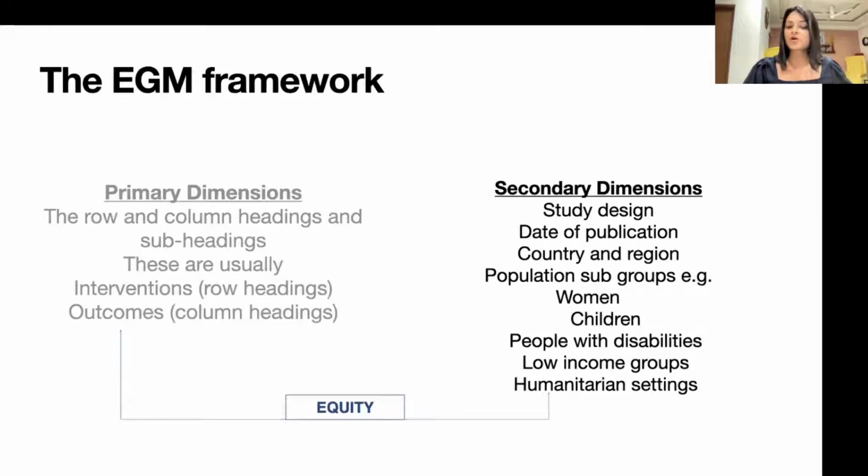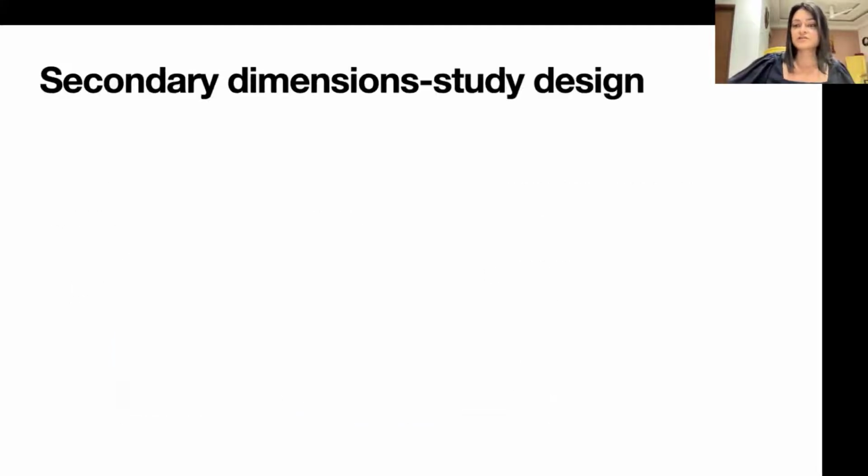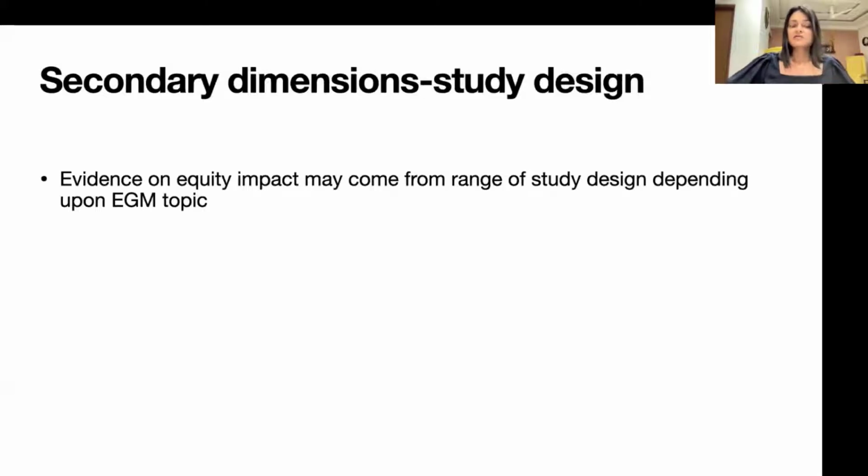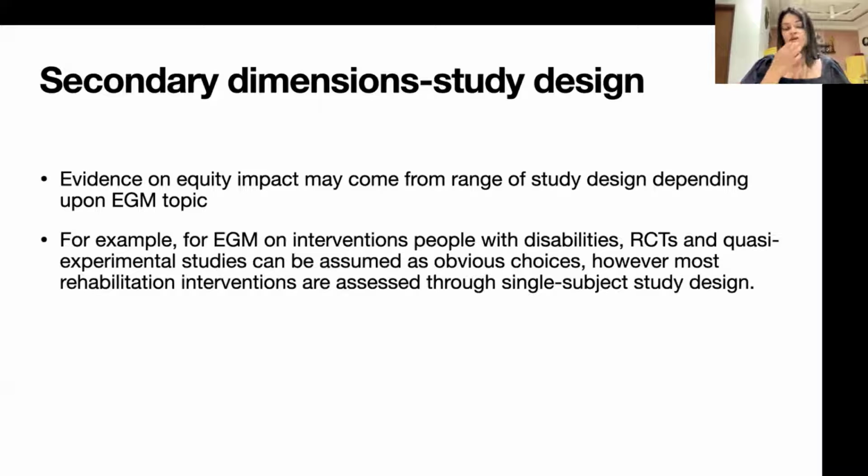Talking about how we can incorporate equity into the secondary dimensions of the map, let's talk about study designs. Evidence on equity impact may come from a range of study designs depending upon the EGM topic and the sector, that is, your research question. For example, for the evidence and gap map on interventions for people with disabilities, it was an effectiveness map, and randomized control trials and quasi-experimental studies can be assumed as obvious choices.